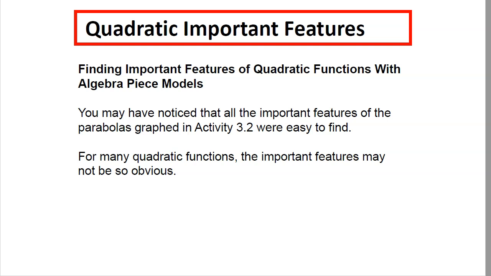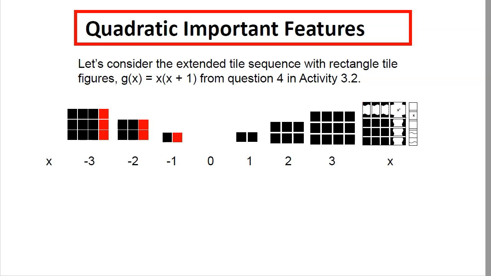We want to find the important features of quadratic functions. You may have noticed that the important features of the parabolas graphed in Activity 3.2 were easy to find. For many quadratic functions, the important features may not be so obvious. Let's consider the extended tile sequence from question 4 in Activity 3.2. Here's the sequence, and you can see figure x is x squared plus x.